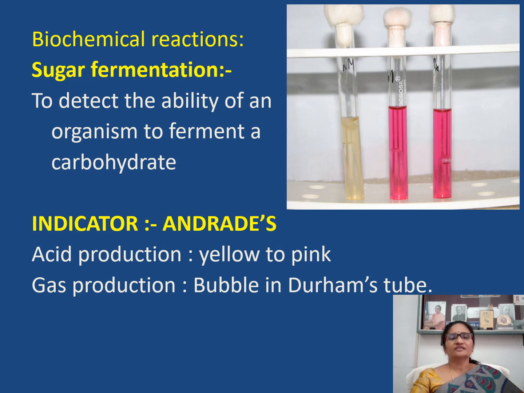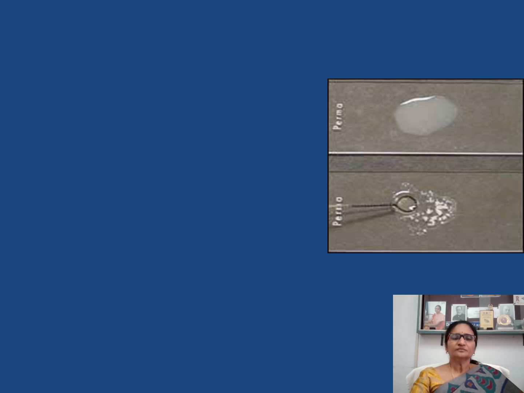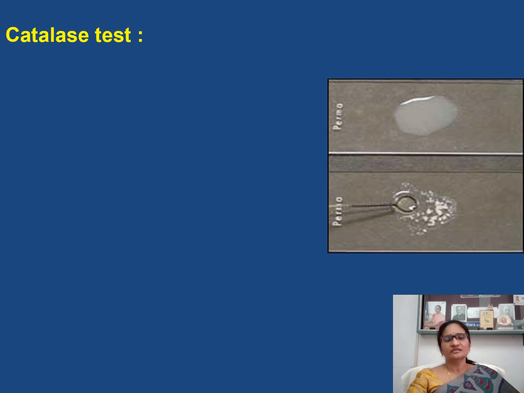And with that we add an indicator called Andrade's indicator. And if that particular sugar is fermented by the bacteria, there will be a color change to pink. This is light yellow, and that will turn to pink color. That pink color indicates acid production, and along with that, if a gas bubble is there, that indicates acid and gas. That is about the carbohydrate fermentation test.